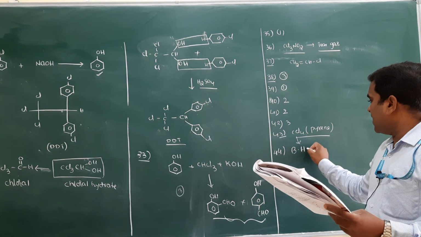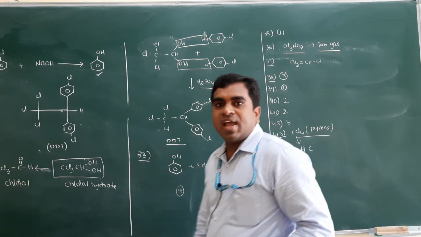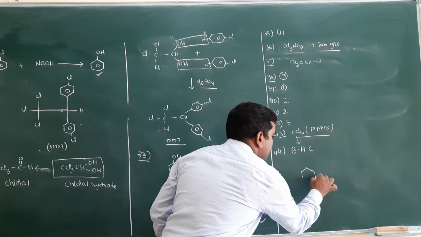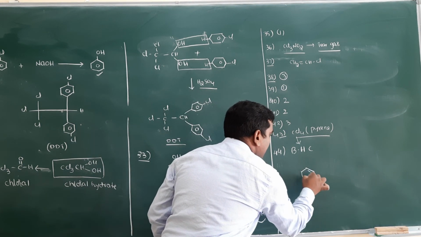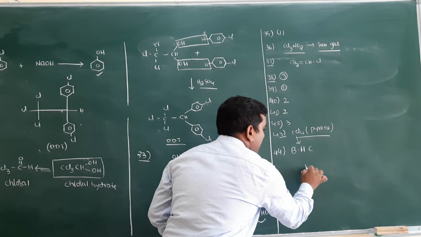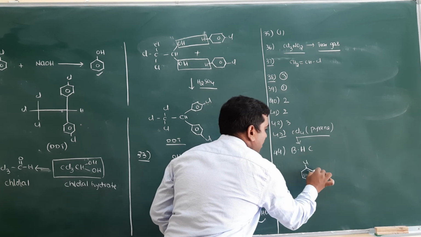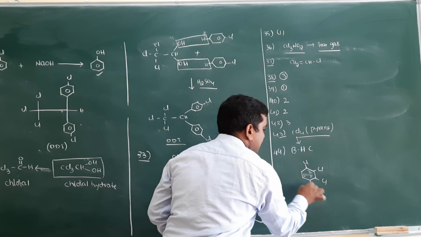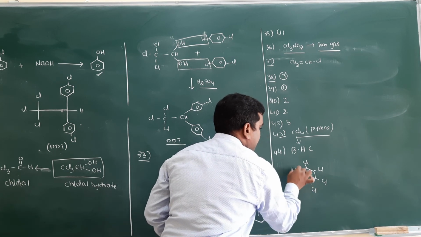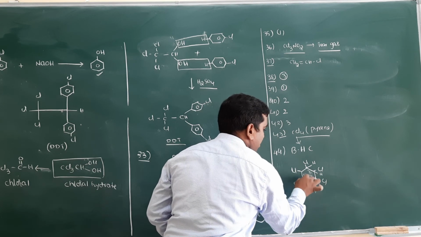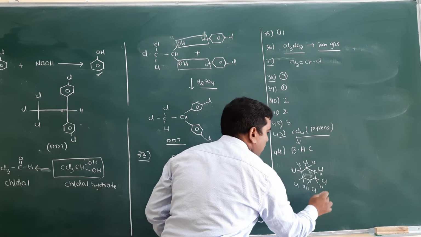BHC, benzene hexachloride. What is the benzene hexachloride formula here? This is benzene hexachloride. How many chlorine atoms will be there here? Total 6 chlorine atoms will be there. Which one else will be there? Hydrogen atoms will be there. So what is the formula here?